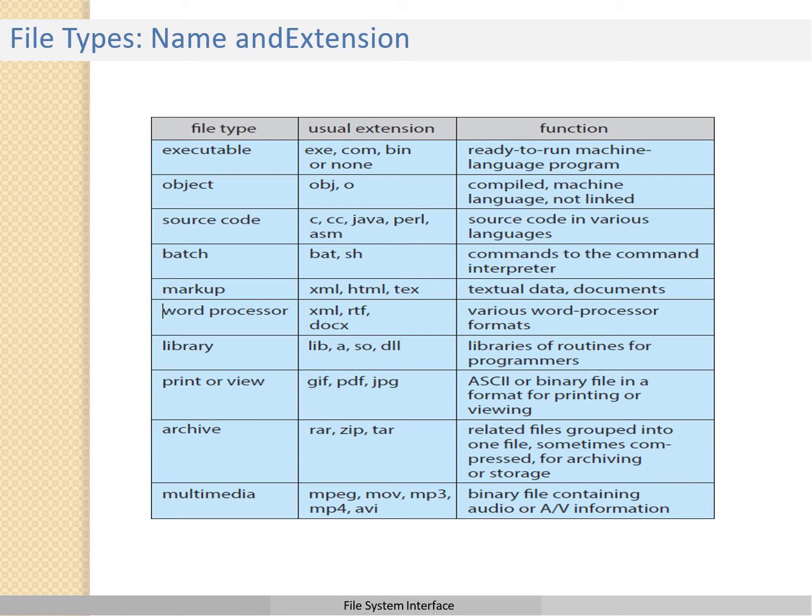We have the archive file type whose extension is .rar, .zip, .tar. It is related files grouped into one file, sometimes compressed for archiving or storage. Then last, we have the multimedia file type whose extension is .mpeg or .mov, .mp3, .mp4 or .avi, which is a binary file containing audio or audio-visual information.